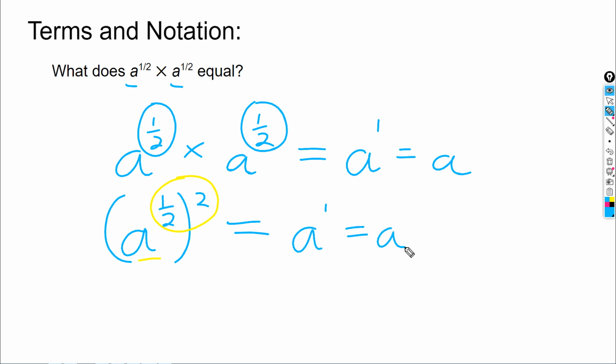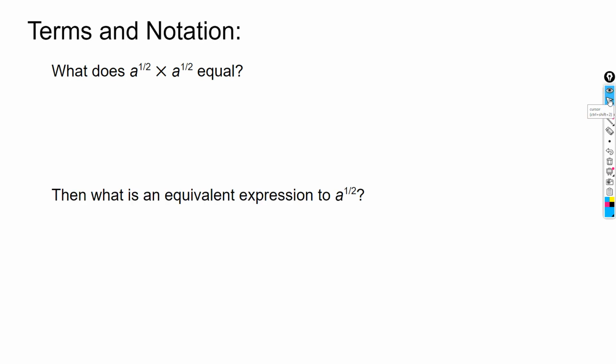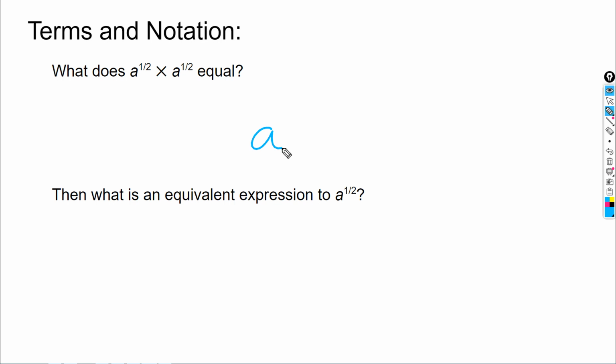All right. So then the question is, what is an equivalent expression to a to the 1/2? Or what does it mean if we take something to the 1/2 power? What do we really have here? Well, again, a is just a variable. It could be anything. But as we saw, if we took this a to the 1/2 and we squared it or multiplied it by itself, we ended up with just a.